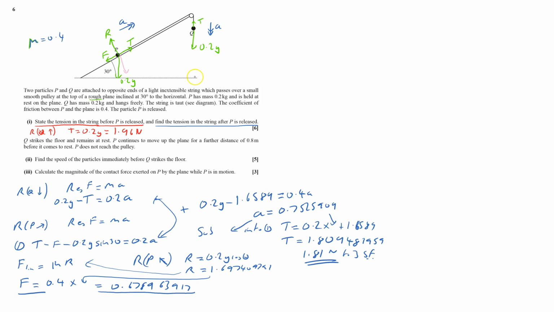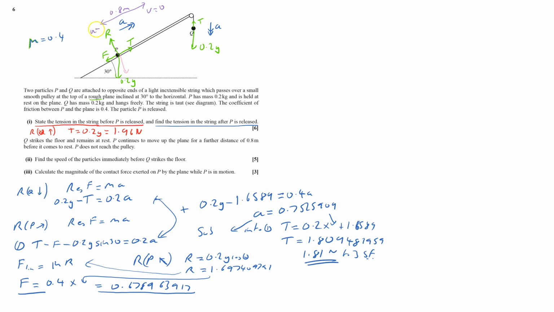Okay, so Q comes down and hits the ground, and P moves up the slope for another 0.8 meters before it comes to rest. So V will equal 0 there, and it doesn't reach the pulley arm. And I've got to find the speed of P as soon as Q hits the ground.